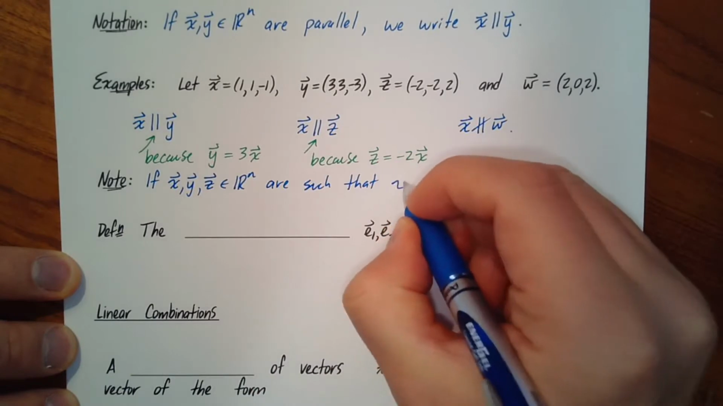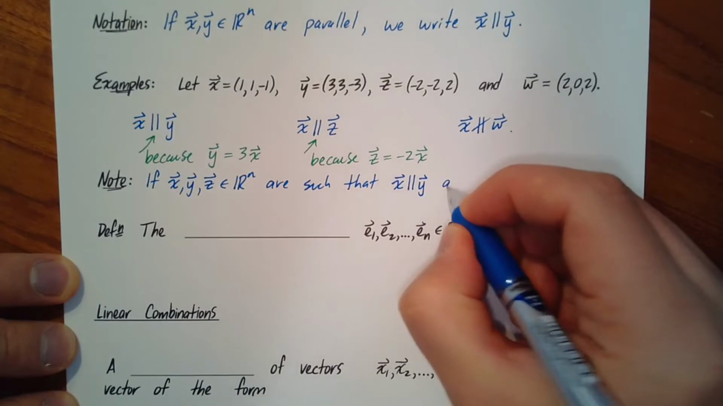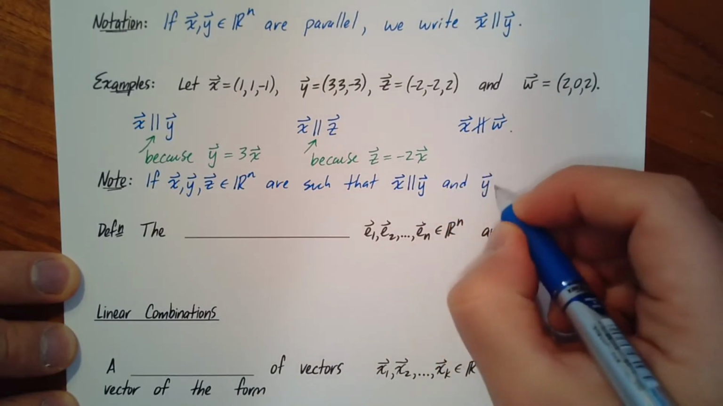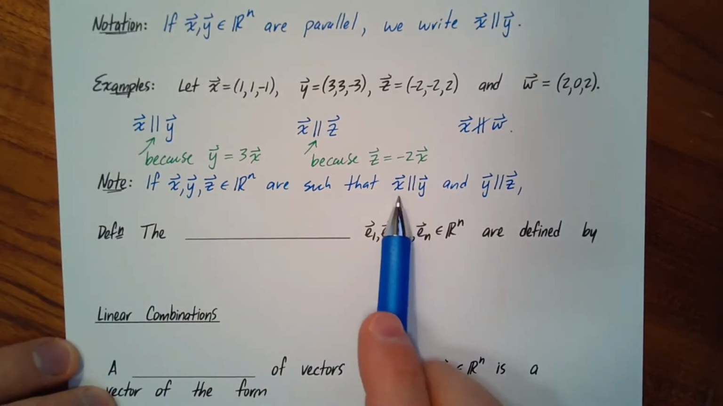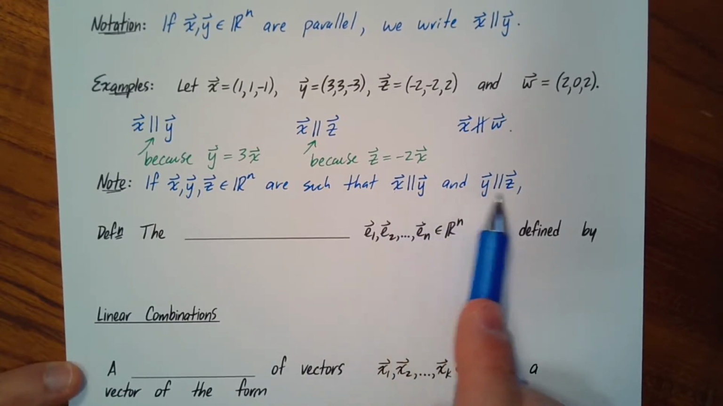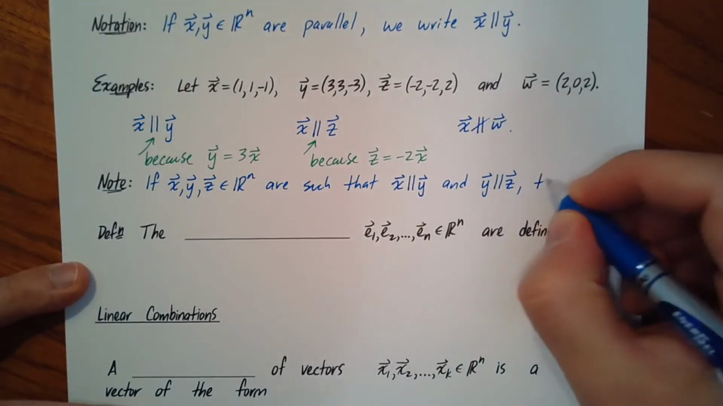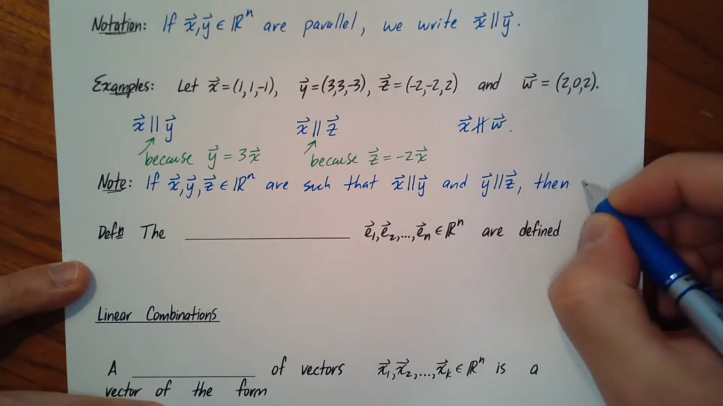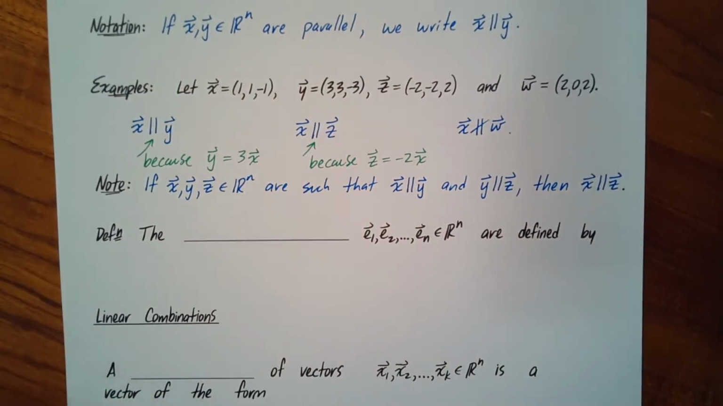are such that x is parallel to y, and y is parallel to z, well, if that's the case, it turns out that x is going to be parallel to z as well. You don't even need to check that. You get that for free. So that's what we're going to put here at the end to finish the sentence. Then x and z are also parallel. So that's the transitive property that the whole concept of two vectors being parallel possesses.